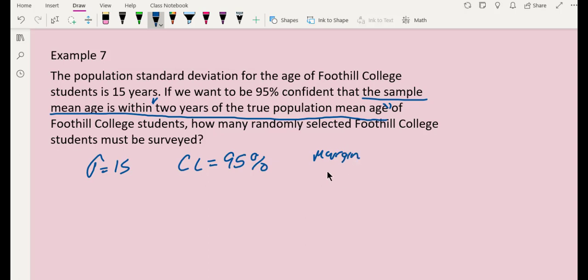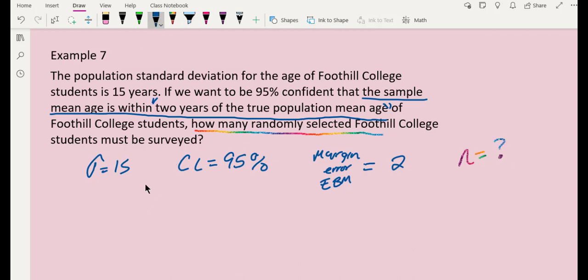Our margin of error, which our OpenStax book calls EBM, is going to equal 2, because we are saying that we're 95% confident within 2 years of this population. What we're trying to find out is how many randomly selected students, so we're looking for N. We don't know what N is.